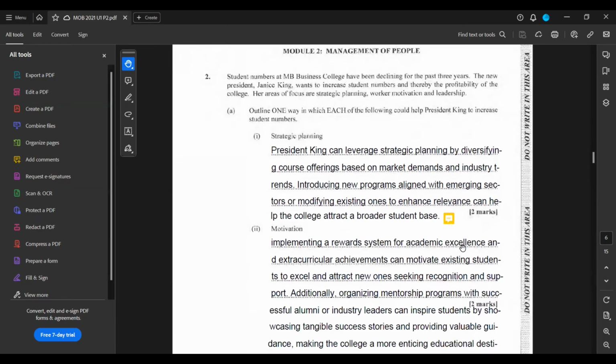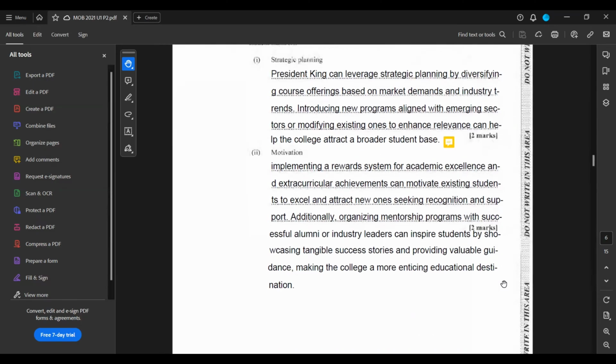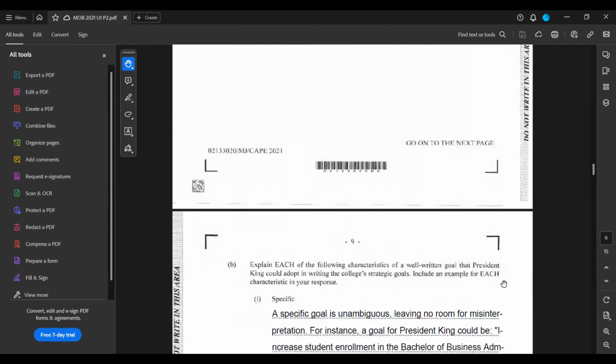Motivation. Implementing a rewards system for academic excellence and extracurricular achievements can motivate existing students to excel and attract new ones seeking recognition and support. Additionally, organizing mentorship programs with successful alumni or industry leaders can inspire students by showcasing tangible success stories and providing valuable guidance, making the college a more enticing educational destination.